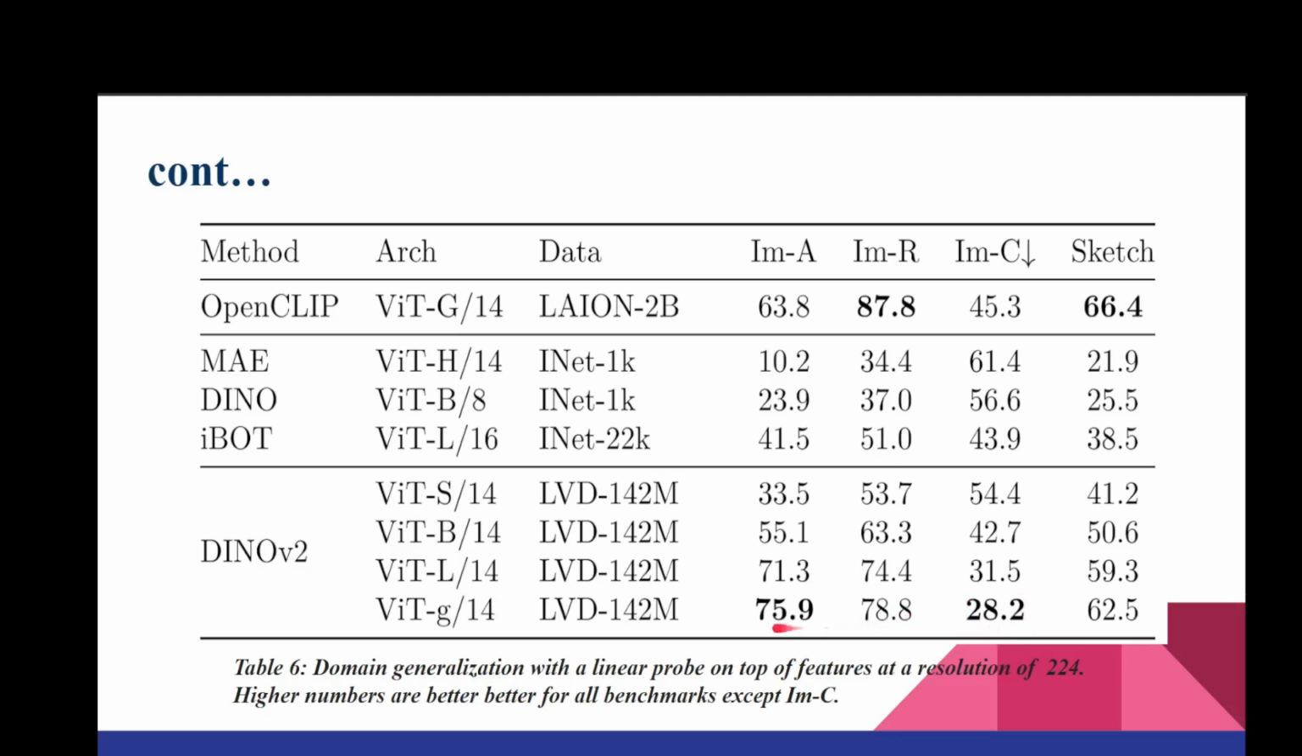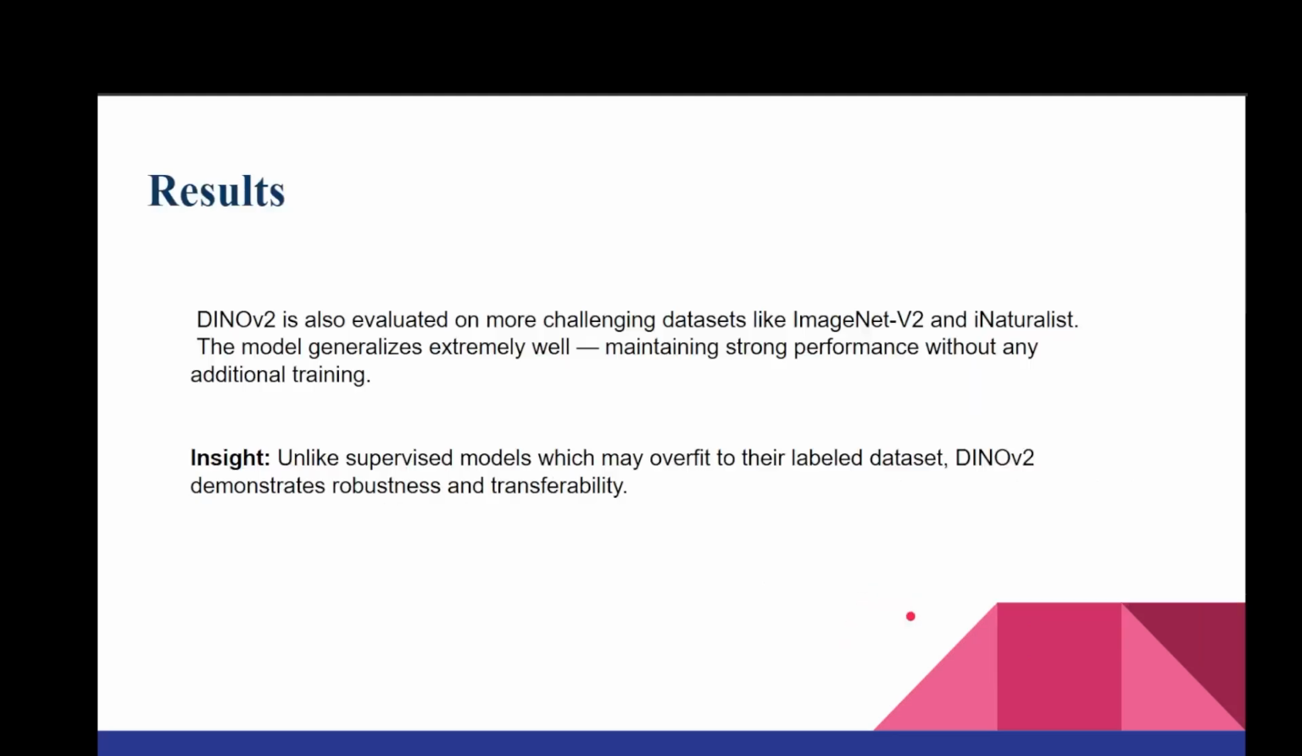And for the other two scores, the IMA score is better than any other model, and it has a score of 78.8 on IMR. Now the key takeaway from here is that it generalizes very well, and it maintains strong performance without any additional training. Unlike supervised models which may overfit to their label dataset, DINOv2 demonstrates robustness and transferability.